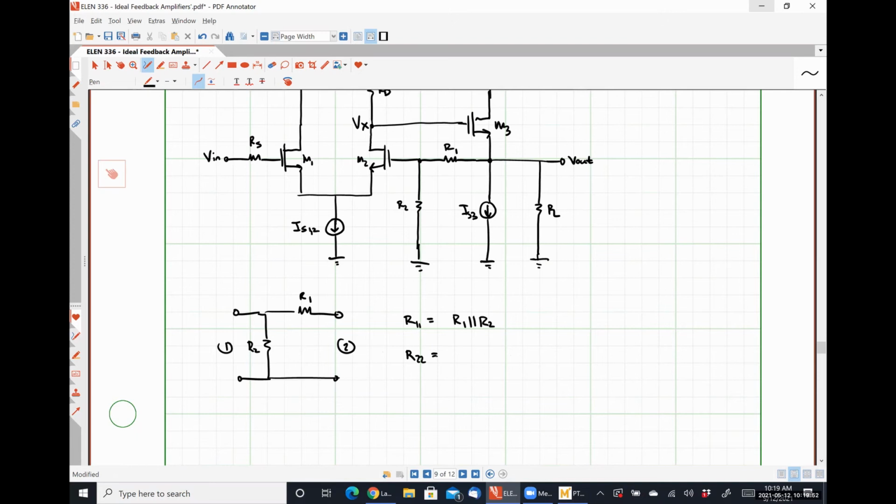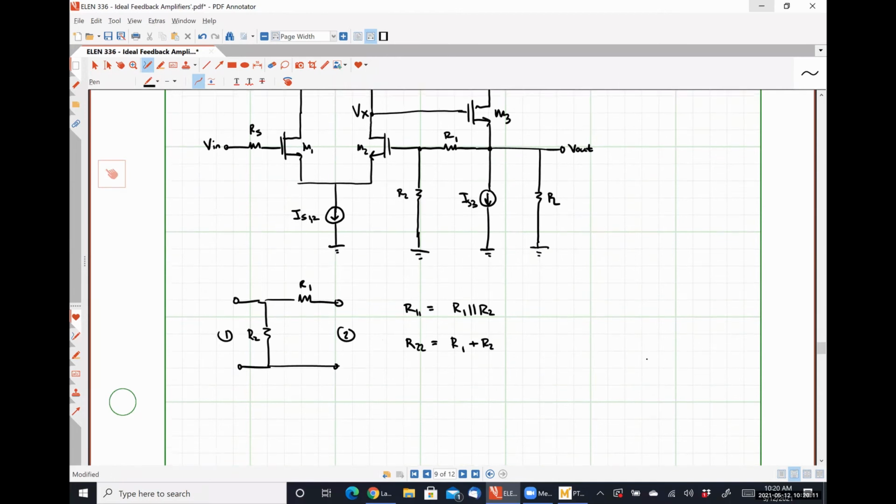For Friday, I'm going to have different feedback networks for us to look at, so it's not going to be this repetitive. R22 is going to be looking into 2 with 1 open circuited, so that's going to be R1 in series with R2.